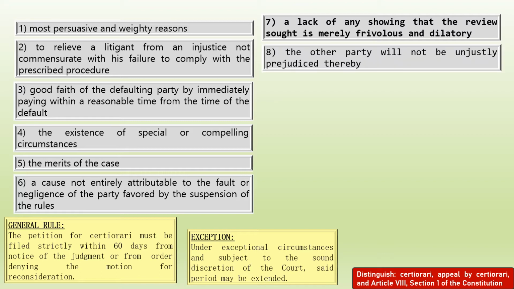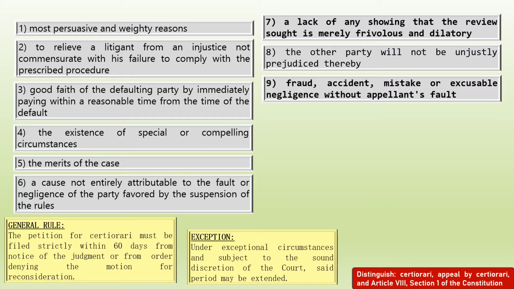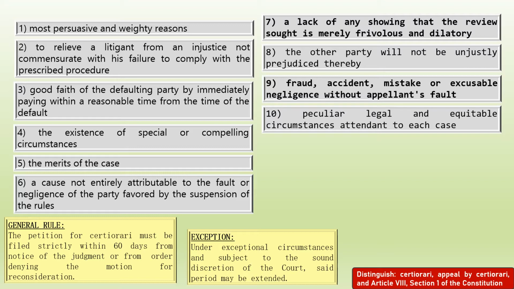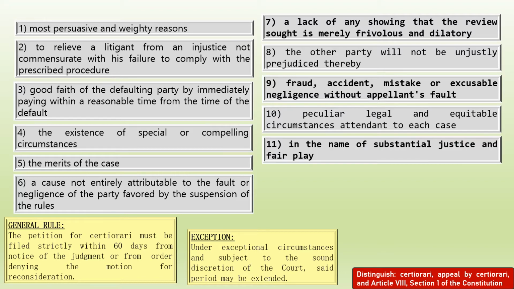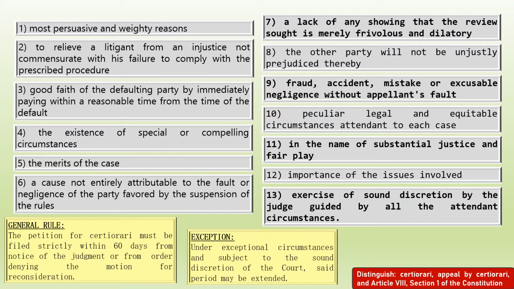or the other party will not be unjustly prejudiced thereby, or if there is FAME, that is your fraud, accident, mistake, or excusable negligence without appellant's fault, if there are peculiar legal and equitable circumstances attendant to each case, in the name of substantial justice and fair play, the importance of the issues involved, and in the exercise of sound discretion by the judge, guided by all the attendant circumstances. So please be guided by these recognized exceptions.